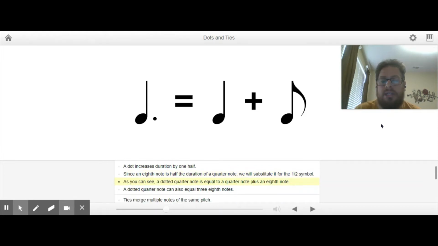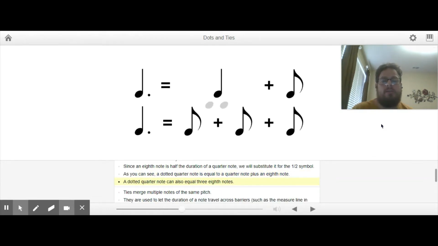As you can see, that dotted quarter note is the same duration as that quarter note plus the eighth note. A dotted quarter note can also equal 3 eighth notes. If you think about it, in one quarter note, there are 2 eighth notes, and now we add that dot, so now we would have 3 eighth notes to equal that dotted quarter note.